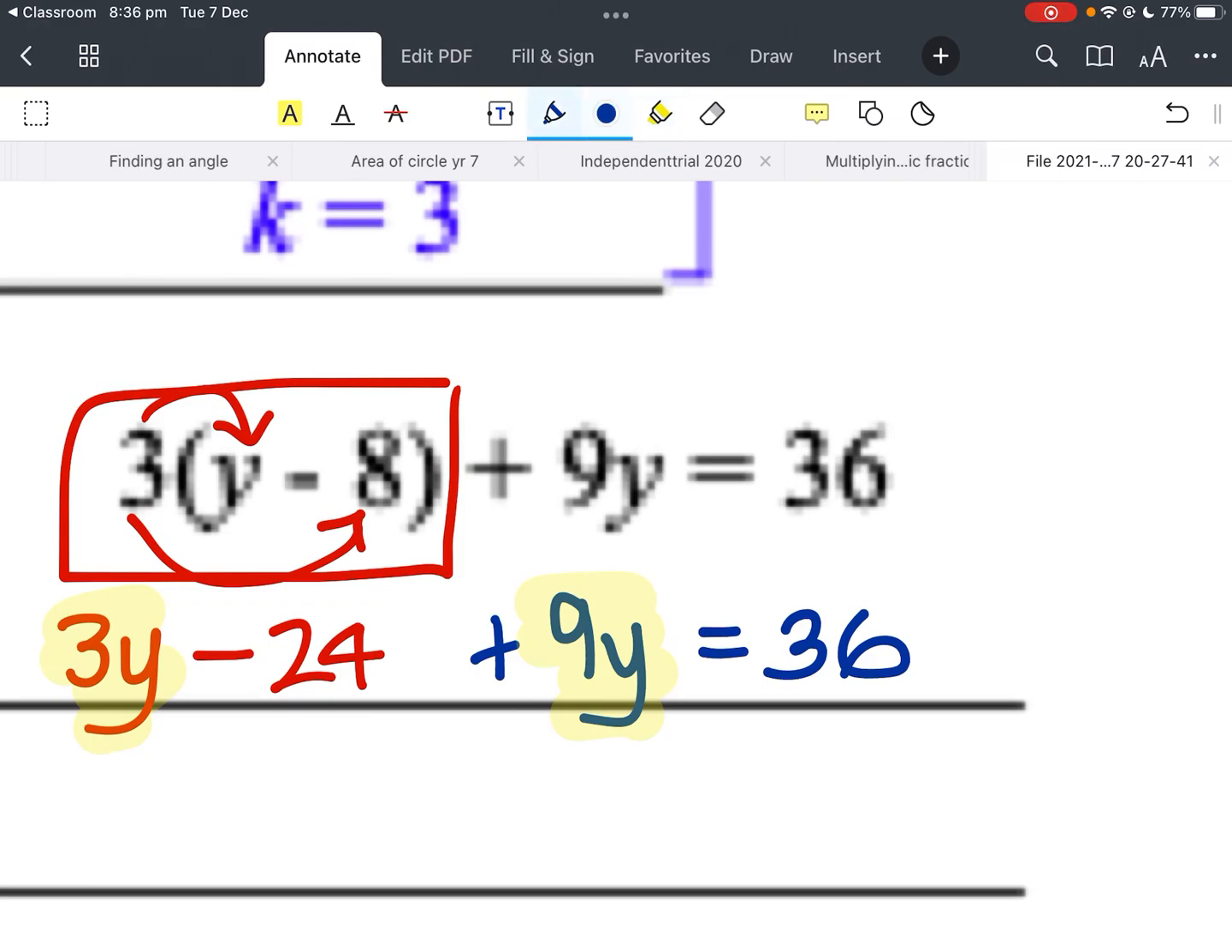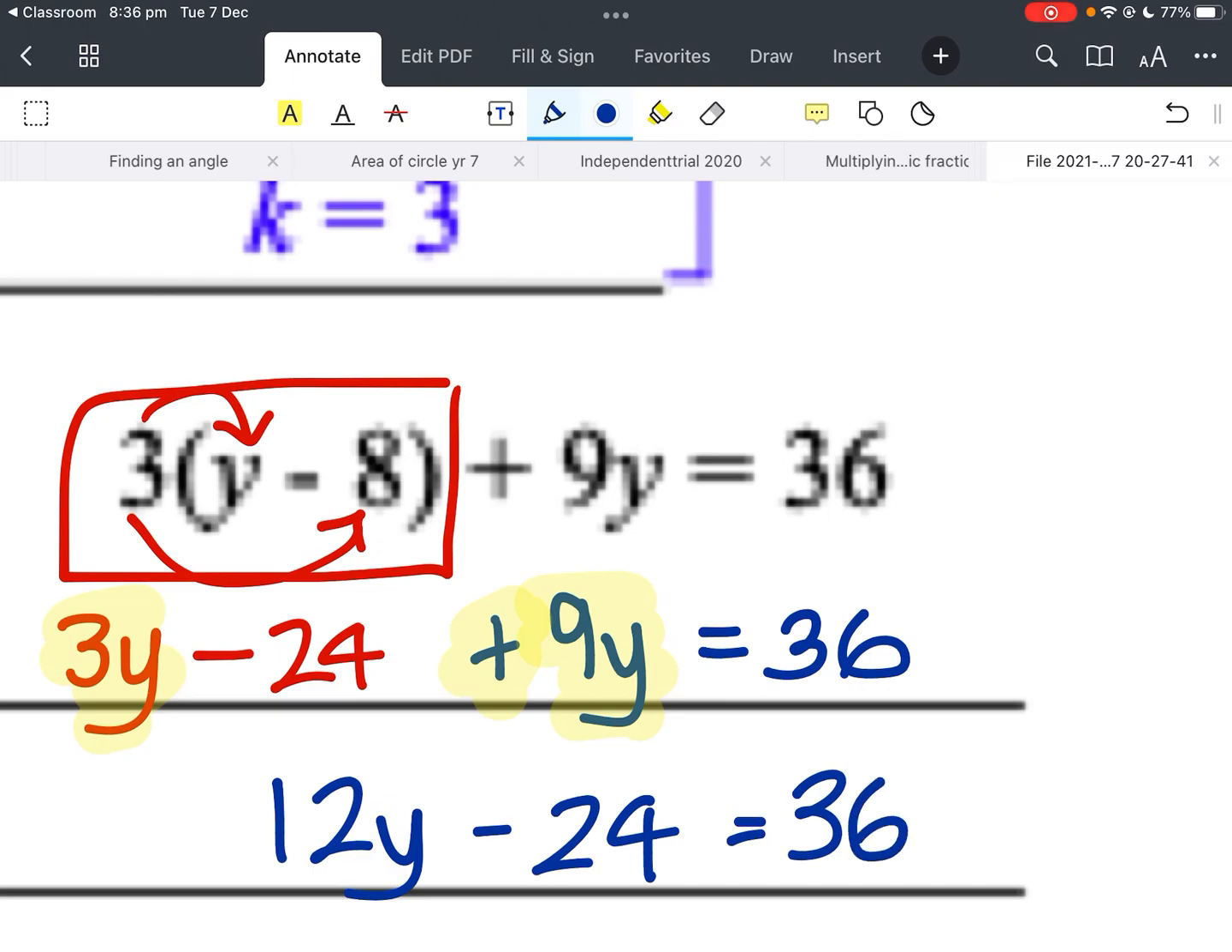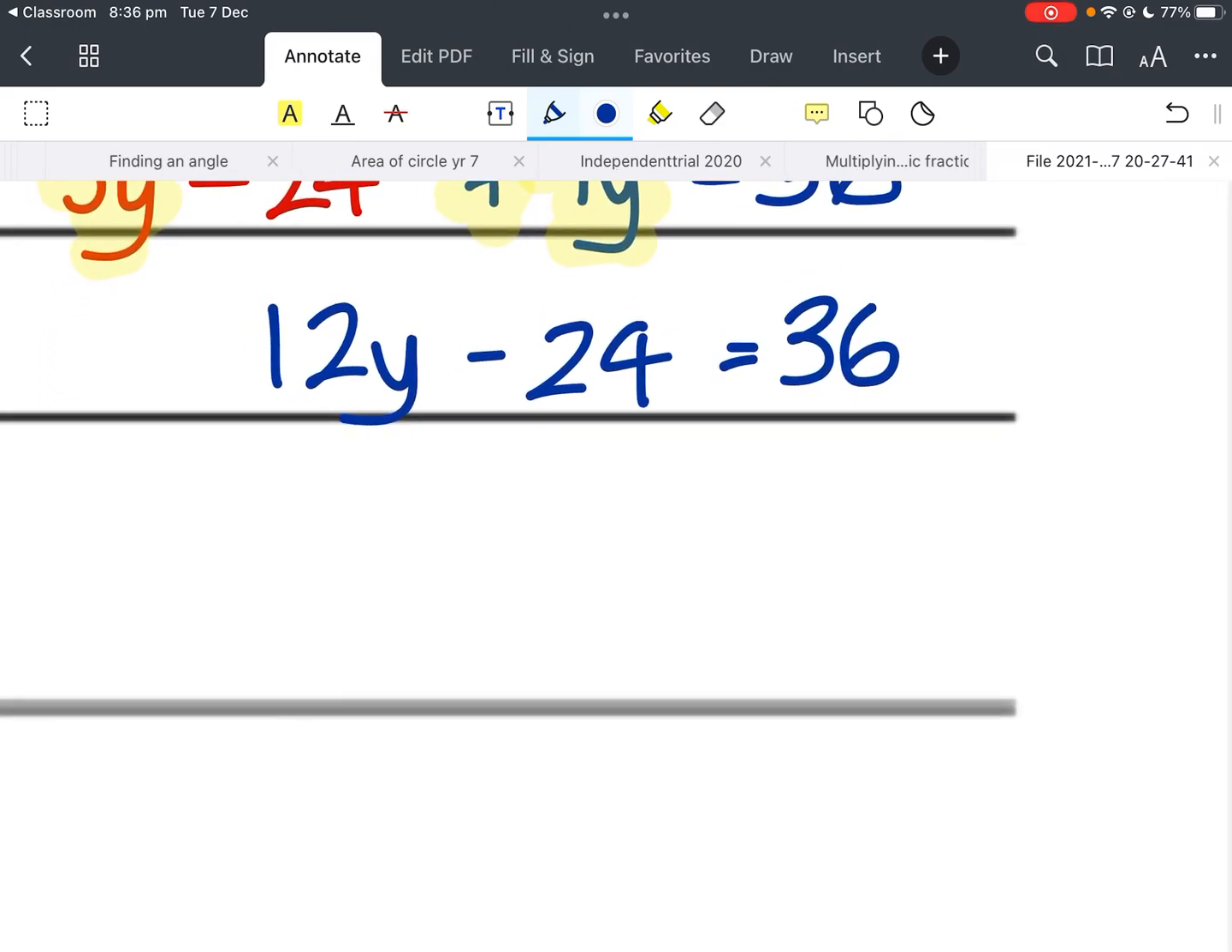So I need to collect those. So 3y, the plus is in front of the 9y. So that's the operation I'm going to do. 3y plus 9y gives me 12y. The minus is in front of the 24, so it stays with the 24. And then I equal 36. Hopefully you now notice you have a two-step equation. So now all you have to do is solve the two-step equation.